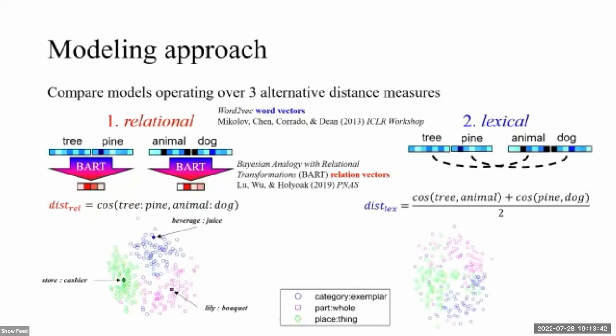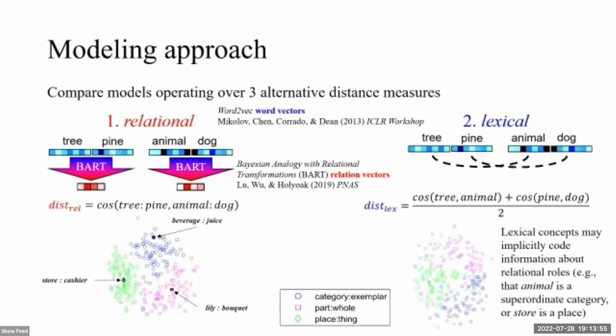And you see it's a little bit rougher of a clustering of the different relational categories, but it still seems to capture the relational information that we're intending to evoke in these word pairs quite well. And so one reason why this might be the case is that lexical concepts in these word-to-vec vectors might implicitly code information about relational roles, like the fact that an animal is a superordinate category or that store tends to be a place. And so those are the two distance measures that we were comparing. And then we compared to this third distance measure that's just a direct average of the two.